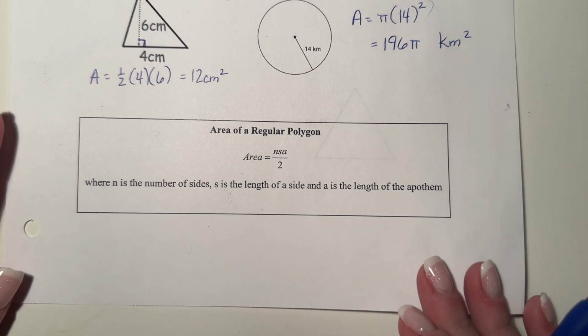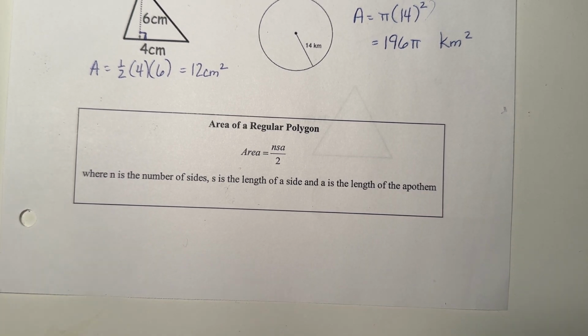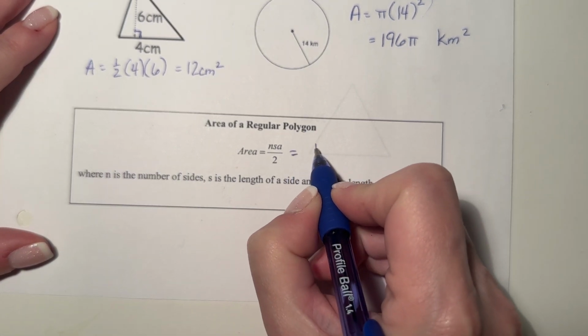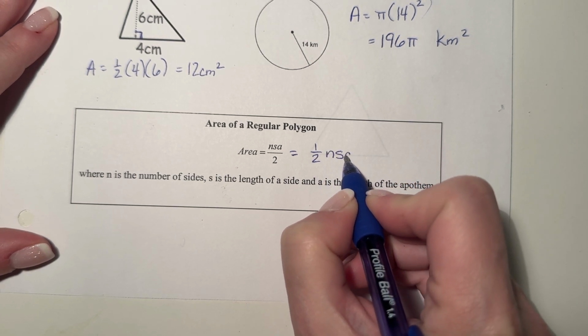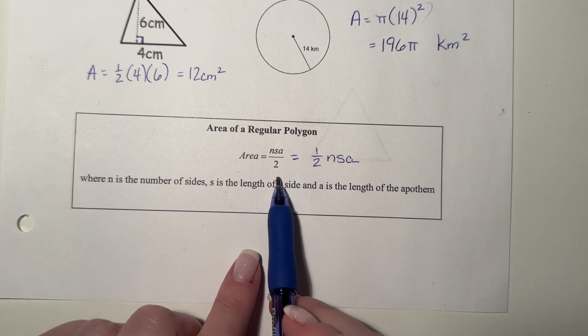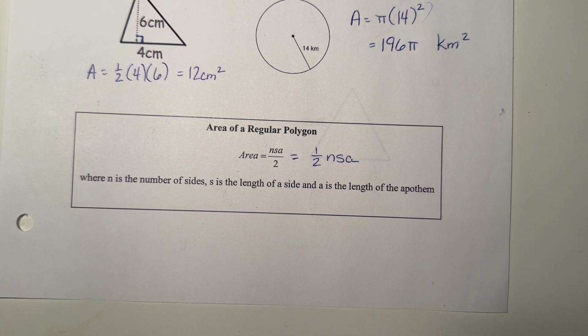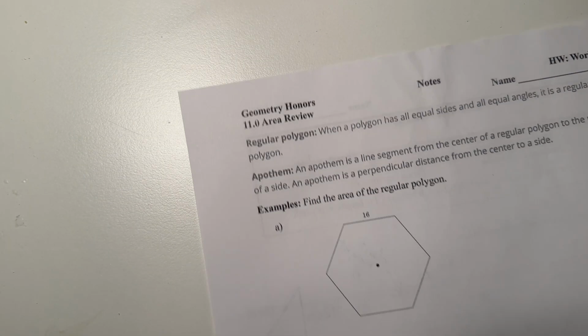All right, so our last one that we have for today is this one. This formula can be written as 1/2 NSA if you like, or it can be written as NSA divided by 2. N is going to be the number of sides of the figure, so you just count those. S is going to be the length of a side. Again, you should be able to find that pretty easily. We'll talk about what if you can't. And then A is going to be something new, and that's called the apothem. That is a segment that's going to go from the center straight out to a side at a right angle. So let's go to the other side.